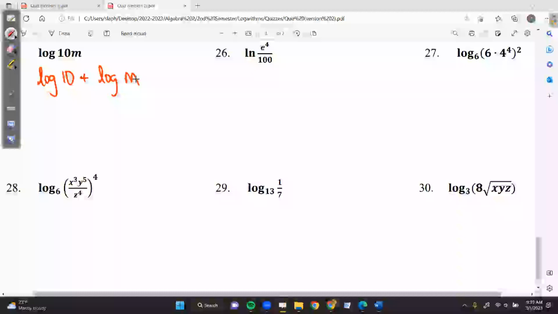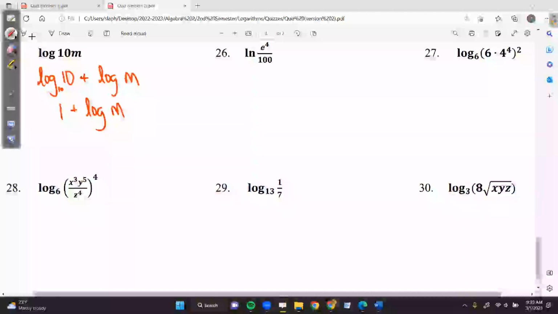Well, that's because what's log of 10? It's 1. That's in my notes. I know that log base 10 of 10 equals 1. And so part of this is simplifying as well. So we're going to simplify to 1 plus log of m. Got it?